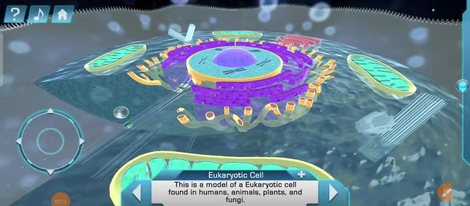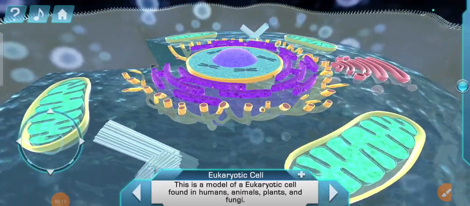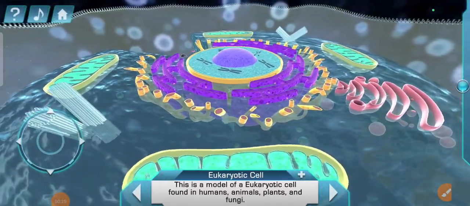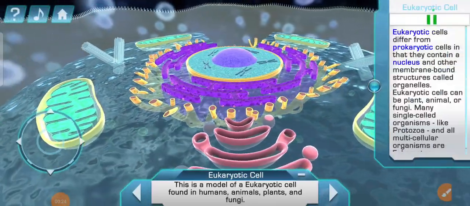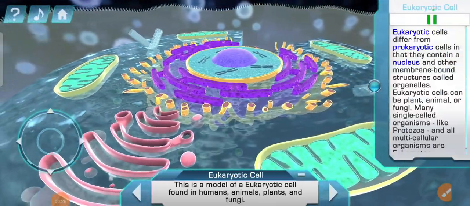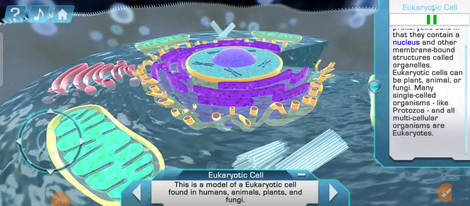Hello everyone. Today we will discuss the eukaryotic cell. This is a model of a eukaryotic cell found in humans, animals, plants and fungi. Eukaryotic cells differ from prokaryotic cells in that they contain a nucleus and other membrane-bound structures called organelles.